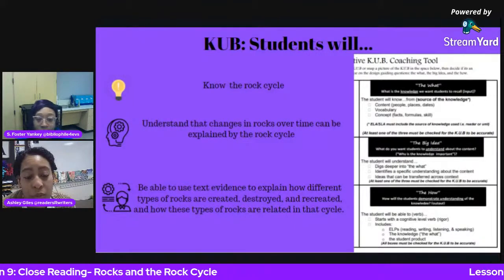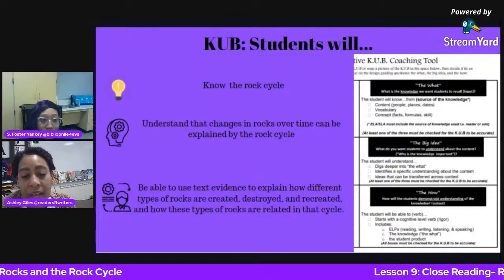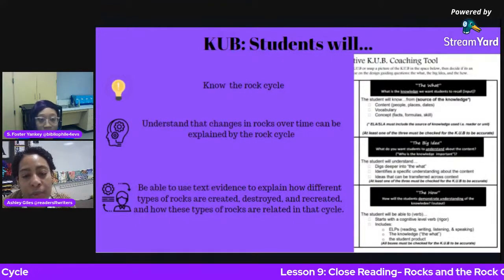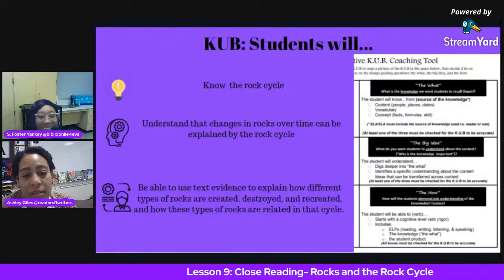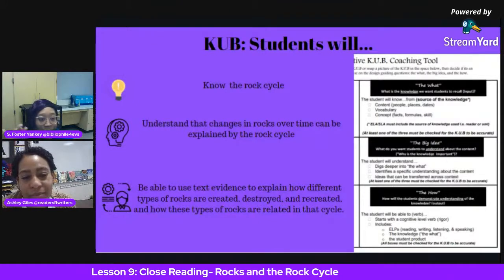Because no two people are the same, right? I just put process, they will know the rock cycle process. I mean, that's all. And I think because they're the same. Like, that's the same thing, right?